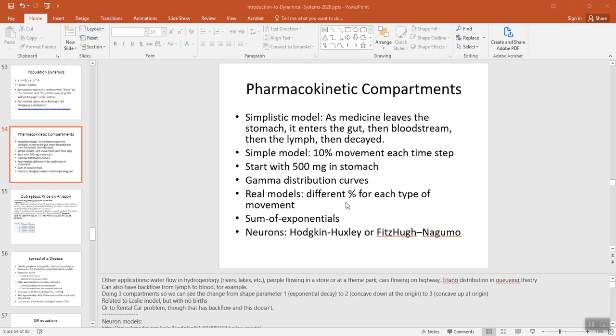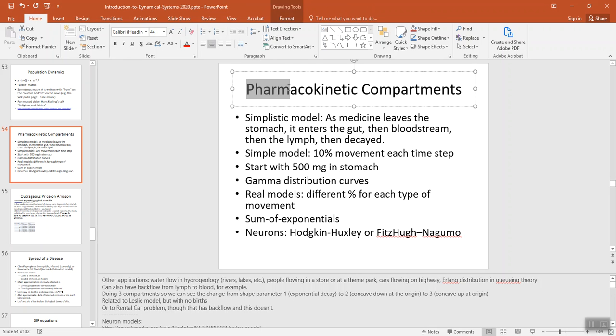Let's talk about a model that's important in medicine. This is called a pharmacokinetic model. Pharma means pharmacy or medicine. Kinetic means chemistry kinetics, like how things move around the body or react with each other. And we're thinking of the body as divided into compartments.